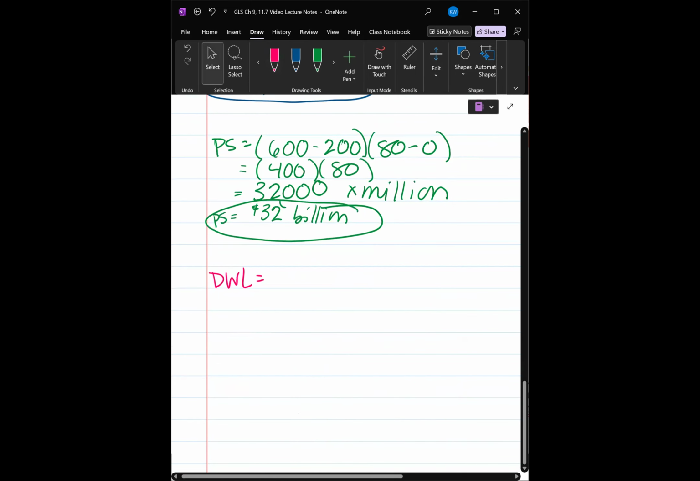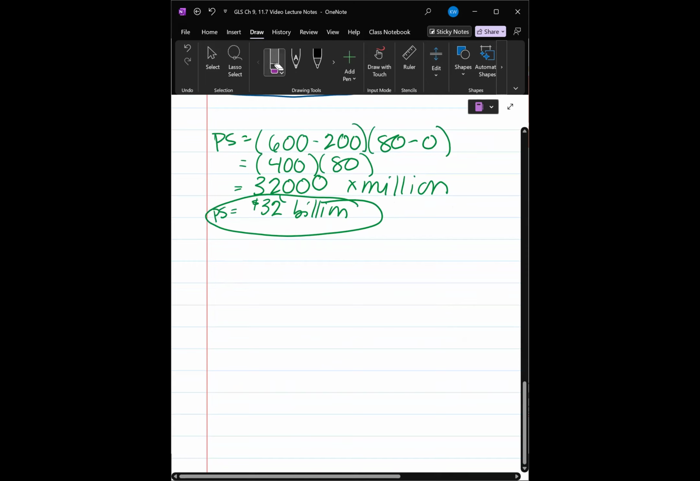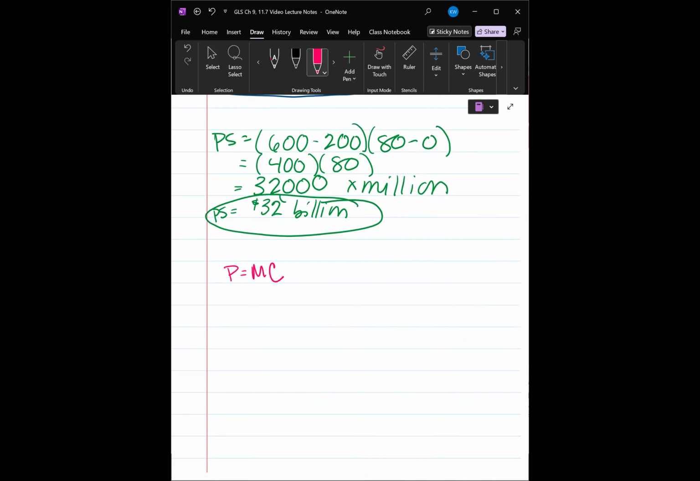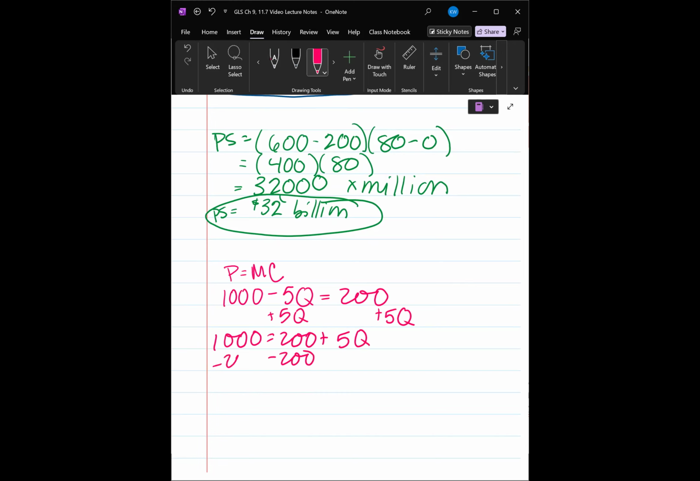We know that in perfect competition, firms produce where price equals marginal cost. So we're going to set price equal to marginal cost, since we have the firm's inverse demand equation. We'll have 1,000 minus 5 times Q equal to 200, and we're just going to solve for quantity. We'll add 5 times Q to both sides. It gives us 1,000 equal to 200 plus 5 times Q. Then we'll subtract 200 from both sides.